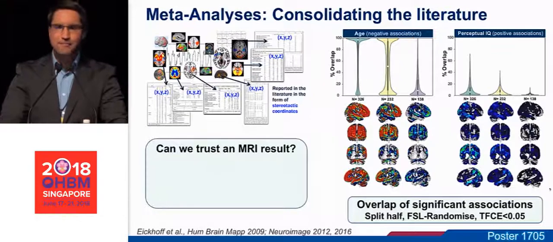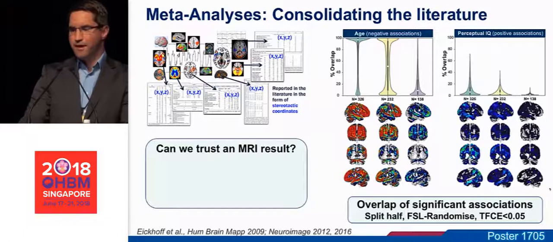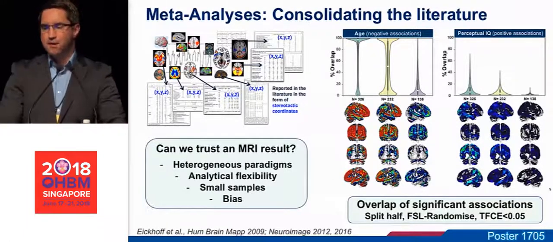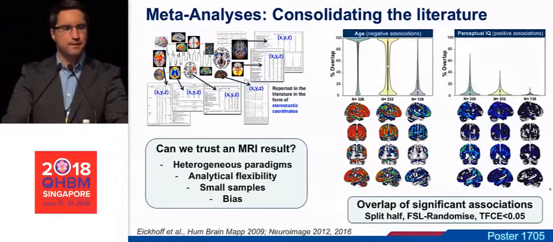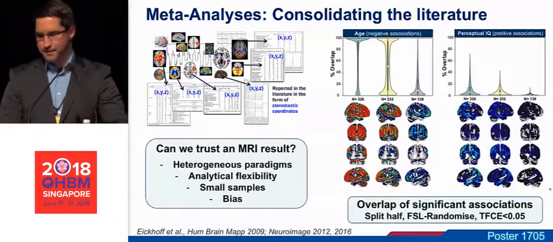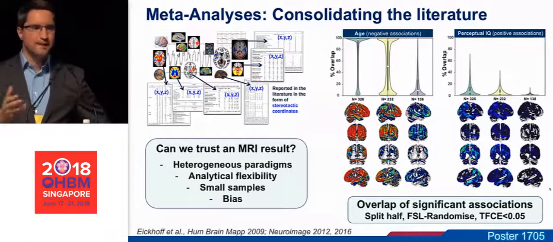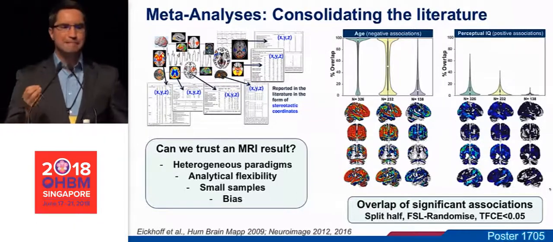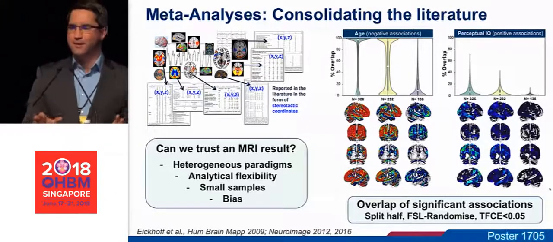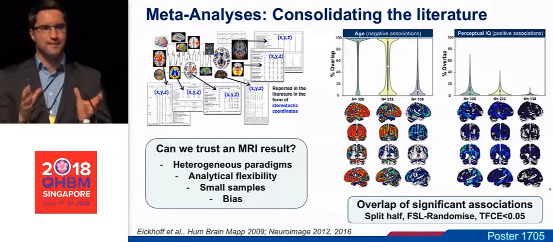So we do have maybe a little bit bigger problem of replication than we previously thought. And this is actually worse for fMRI. Why? Because we also have the additional factors of heterogeneous paradigms, analytical flexibility, small samples, and quite a bit also publication bias in there. Now, coming back to the question, can we trust a single fMRI result? I would say probably not too much. I'm happy for everybody, my students included, if they have nice fMRI results, but I wouldn't put all that much trust in a single study.